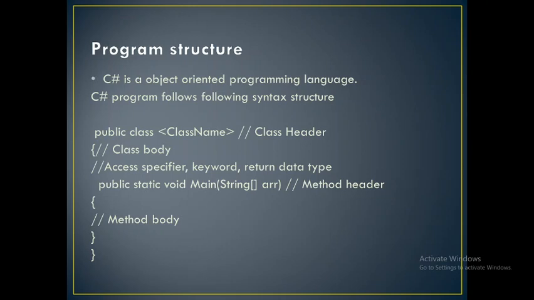Basically, C# is an object-oriented programming language which deals with the creation of objects, their state and behavior. C# follows the following syntactical structure for its program execution. The first is the class header, which contains your access specifier, class keyword, and class name. As per the coding standard, your class name should follow capital case. The next is the class body, which contains the members of your class.